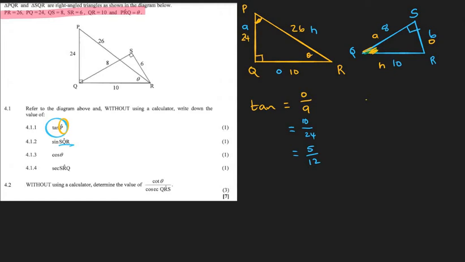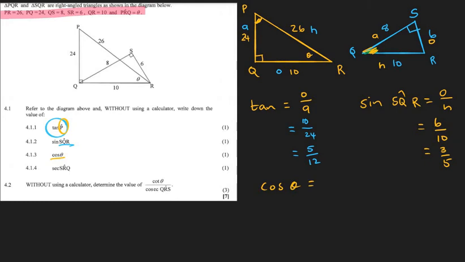So what do I know about sine? Let me just write that. Sine SQR is OHL, meaning opposite over hypotenuse, which is going to be 6 over 10, which is going to be 3 over 5. Then we're going to go to cos theta.